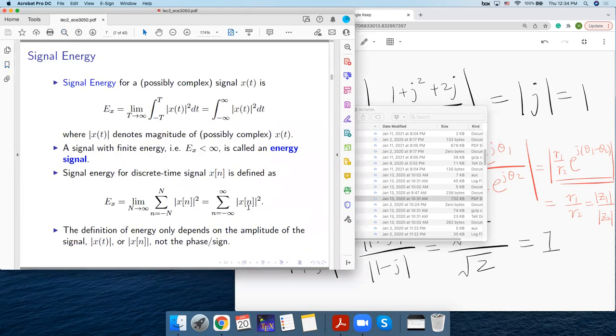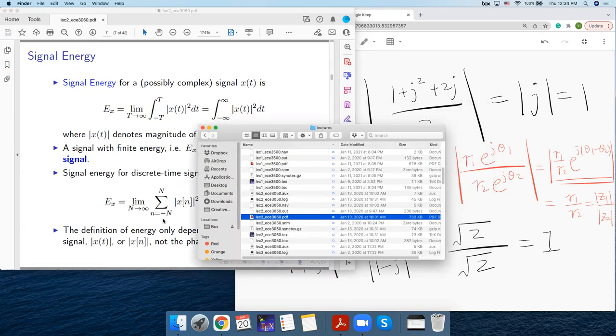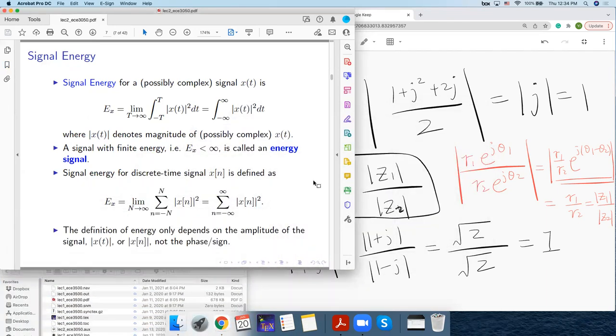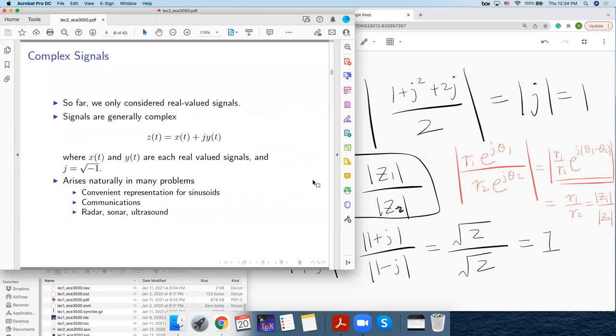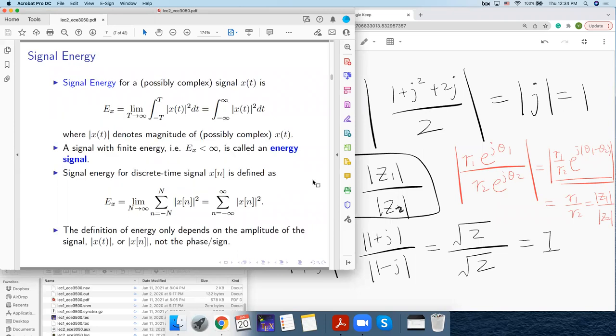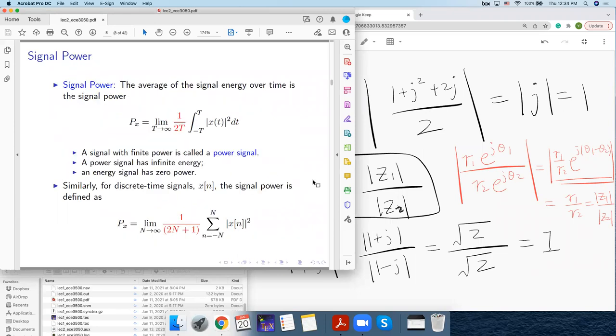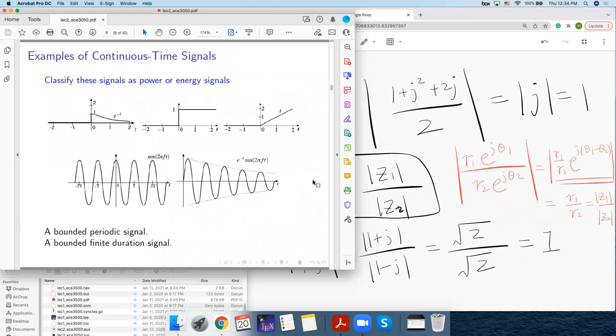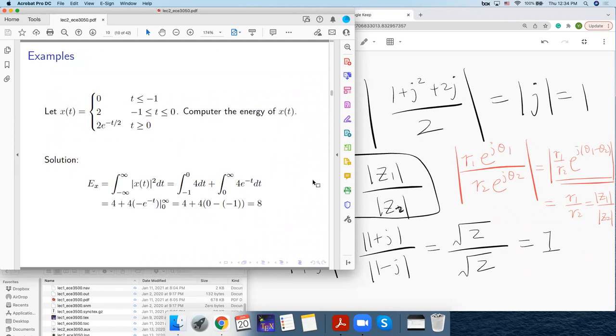Okay, so coming back to the lecture. Last time we introduced the concept of signal energy and signal power, and these are several examples. Some of them are energy signals, some of them are power signals. So let's continue with this simple example.